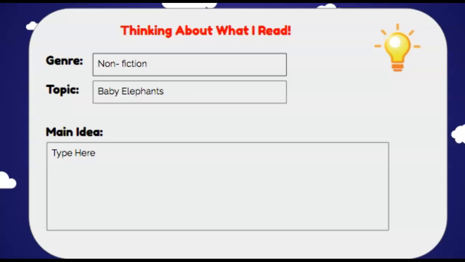So we have our genre, which is nonfiction, because we know it is real information that we're getting from the passage. So we know it's not fiction, meaning it's not a made-up story. This is all real information. We have our topic, which is baby elephants. Now we're going to turn that baby elephants into a sentence. Let's think. After reading the passage, what did we learn about baby elephants?